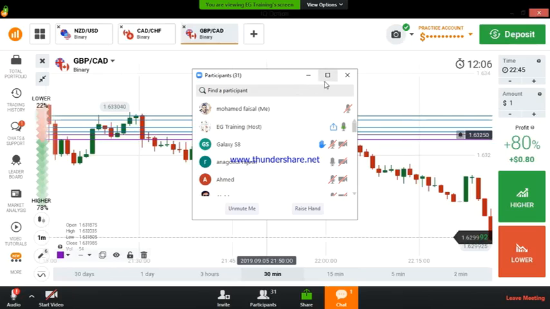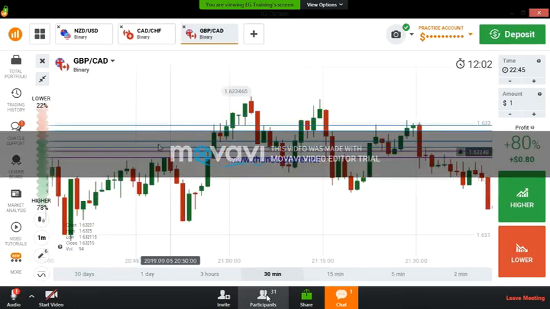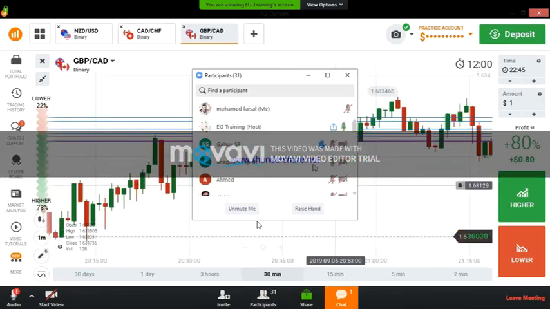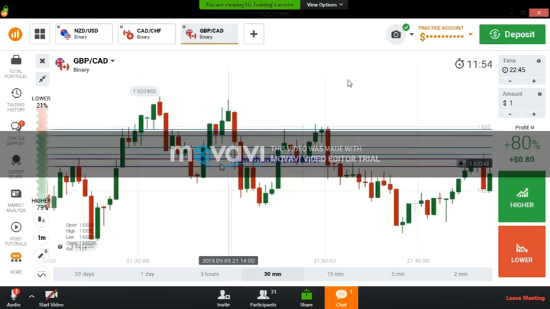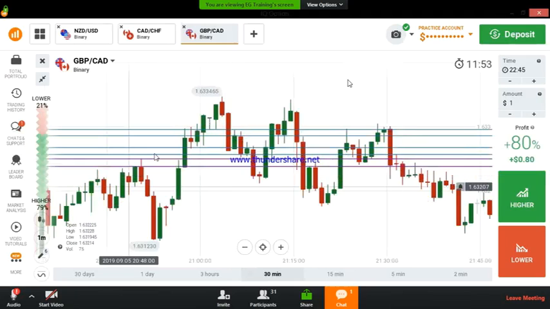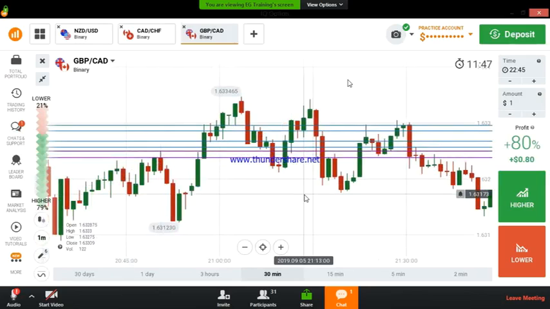Okay, if you draw these closing points, it will cover the wicks also, right? I have drawn this closing point, and I have drawn this closing point, right? And it covered this entire level. It covered this wick also. We don't need to draw specifically a wick. If you draw the closing points, it will cover the wicks also.